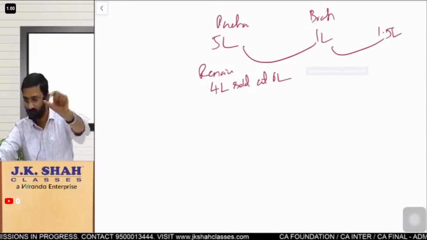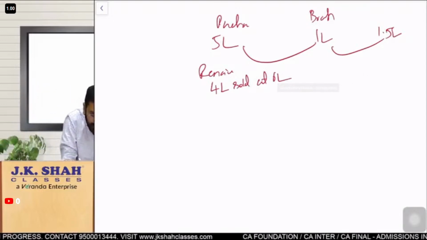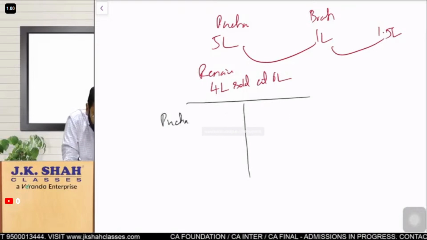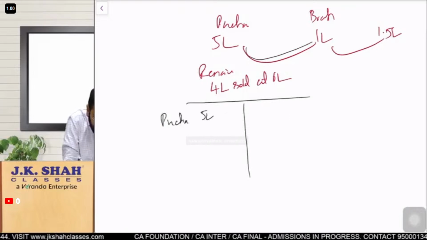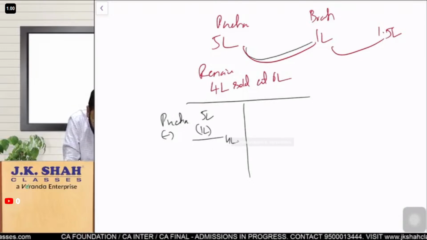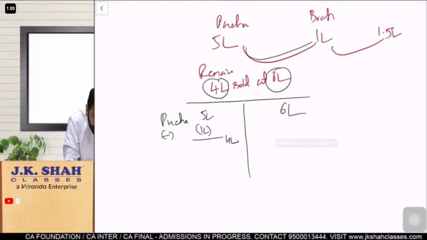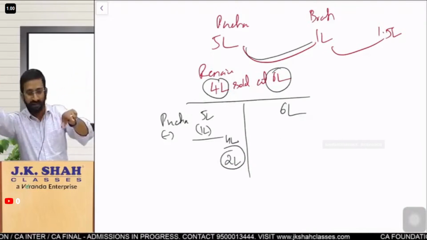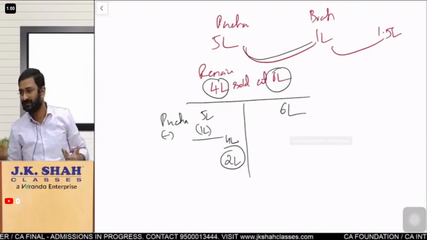Head office profit 2 lakhs, branch profit 50,000. Now tell me, in the head office trading account, what should be the purchase? 5. Out of 5, how much is sent to the branch? 1. So what is the cost? 4. That 4 they sold at 6. So their profit should be 2. If I don't remove the goods sent to the branch, I'll be matching 5 and 6. Correct.